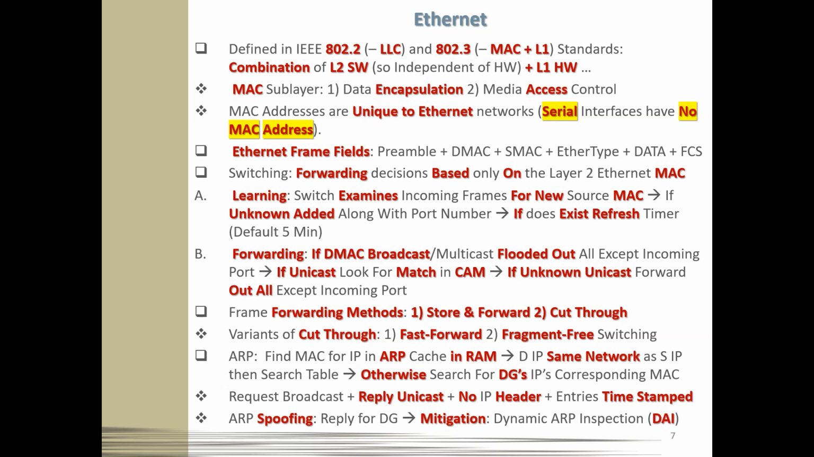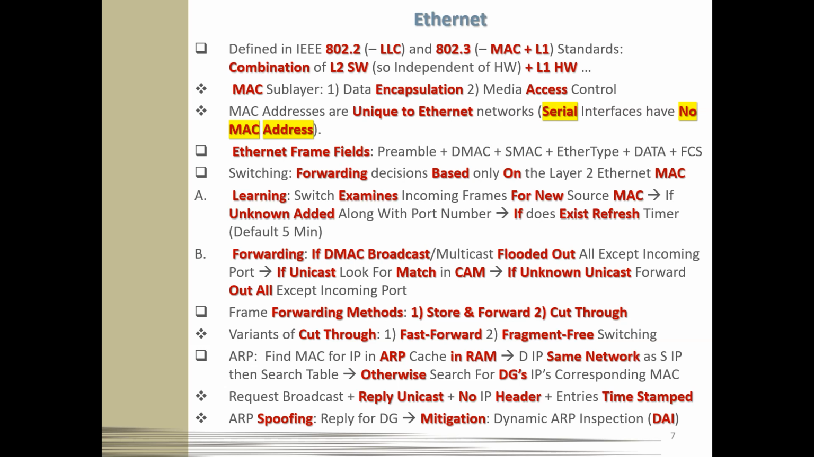So to sum up, ARP requests are broadcast messages, ARP replies are unicast messages. With ARP, there is no IPv4 header in place. Instead, ARP messages are encapsulated directly within an Ethernet frame. And finally, entries within the ARP table inside the cache memory are all timestamped to make sure that we always keep up to date and fresh information for the IP MAC bindings.